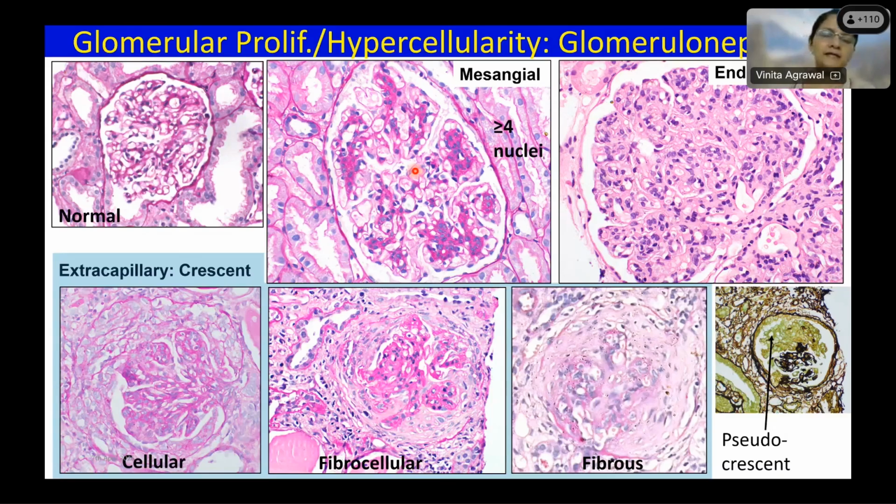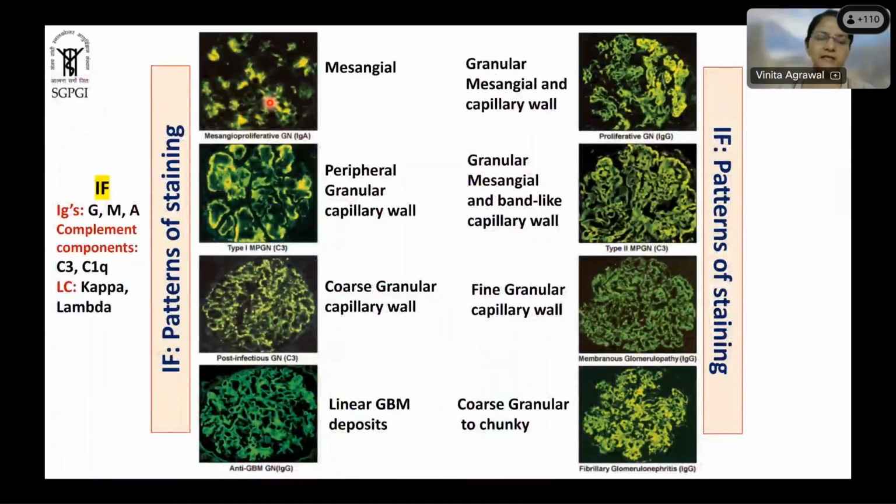Okay. The other thing in a renal biopsy that is very important is the immunofluorescence. In routine, we do these immunofluorescence stains: immunoglobulin G, IgG, IgM, and IgA, complement components C3 and C1q, and light chains kappa and lambda. So for every renal biopsy, we do all of these stains and look at them under the immunofluorescent microscope.